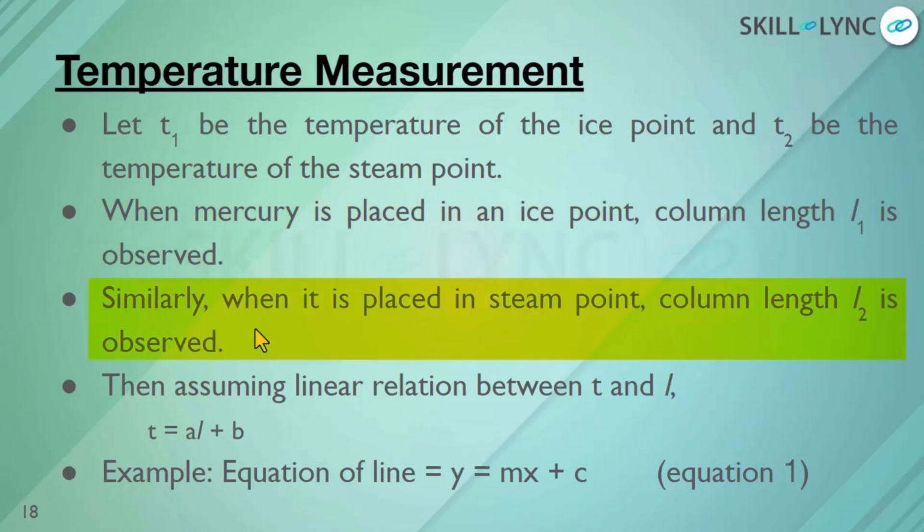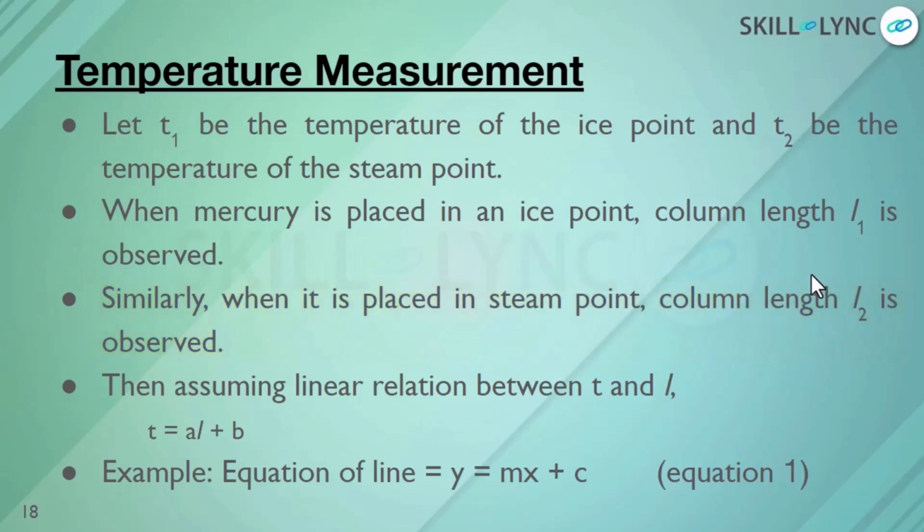Similarly, when the mercury is placed at the steam point, the column length will be L2. These are the assumptions. When the mercury is placed at the ice point, the column length will be L1, and when it is placed at the steam point, the column length will be L2. We are assuming a linear relation between the temperature and the length of the mercury.